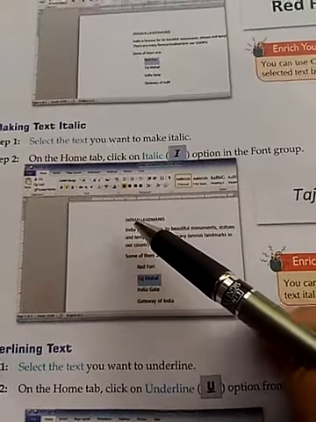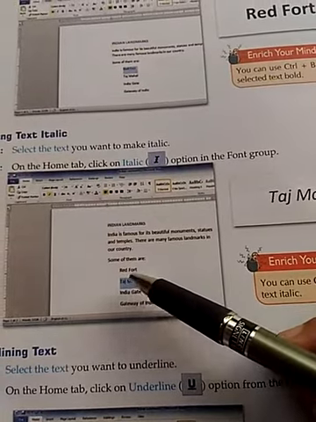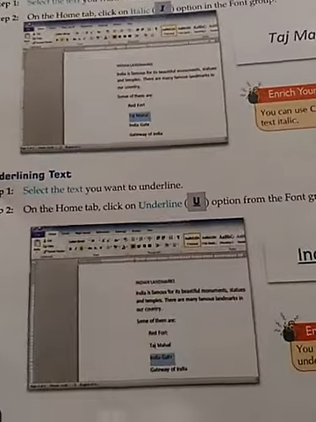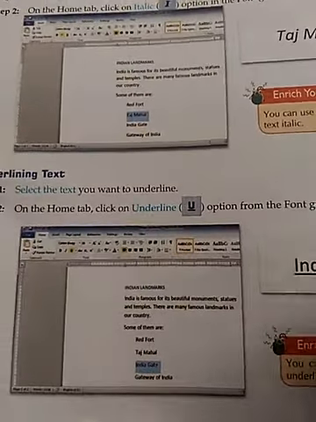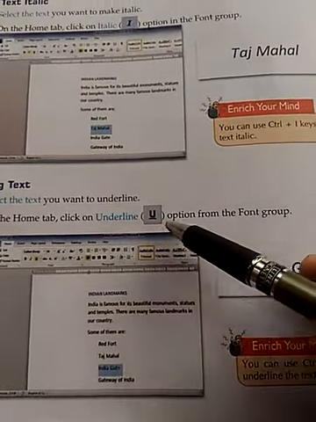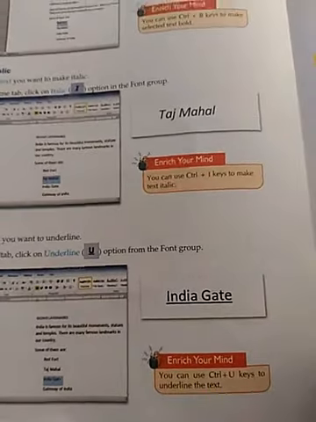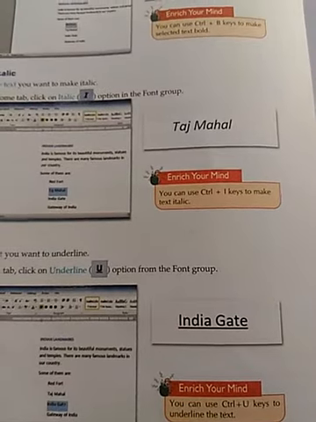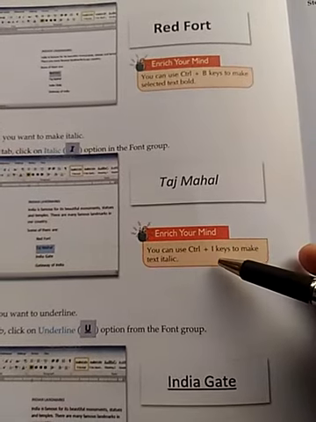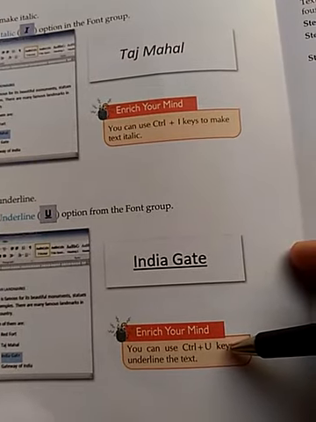So if you want to make a text italic, first you need to select the text. After that on the Home tab click on the italic option. In the same way, if you want to make a text underline, first you need to select the text, and on the Home tab the underline option is available. So again, remember that the shortcut key, the keyboard key to make the text bold is Ctrl plus B. To make the text italic, there is Ctrl plus I, and to make the text underline, it is Ctrl plus U.